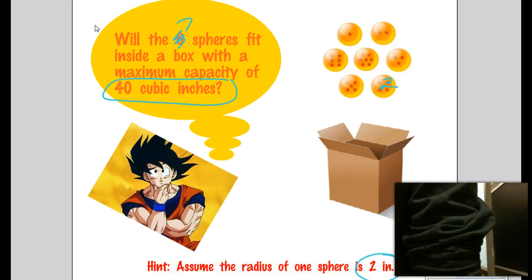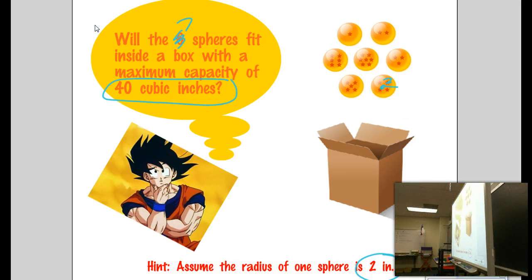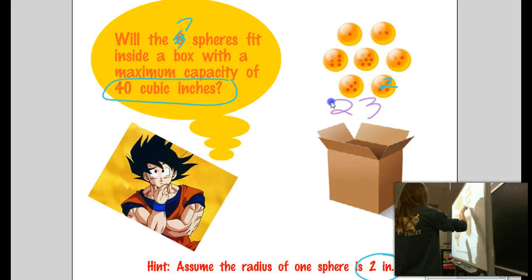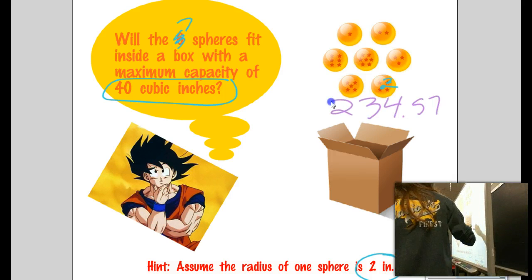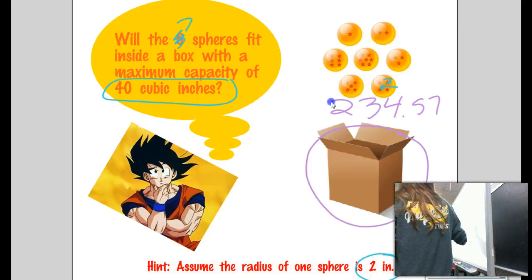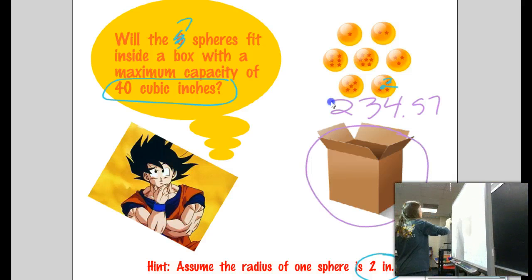4/3 pi times 2 cubed. So 4/3 times pi times 2 to the third is about 33.5, times 7 is 234.57. Now let's find the volume of this. Oh, they already gave it to us. We didn't have to find it, it's 40.